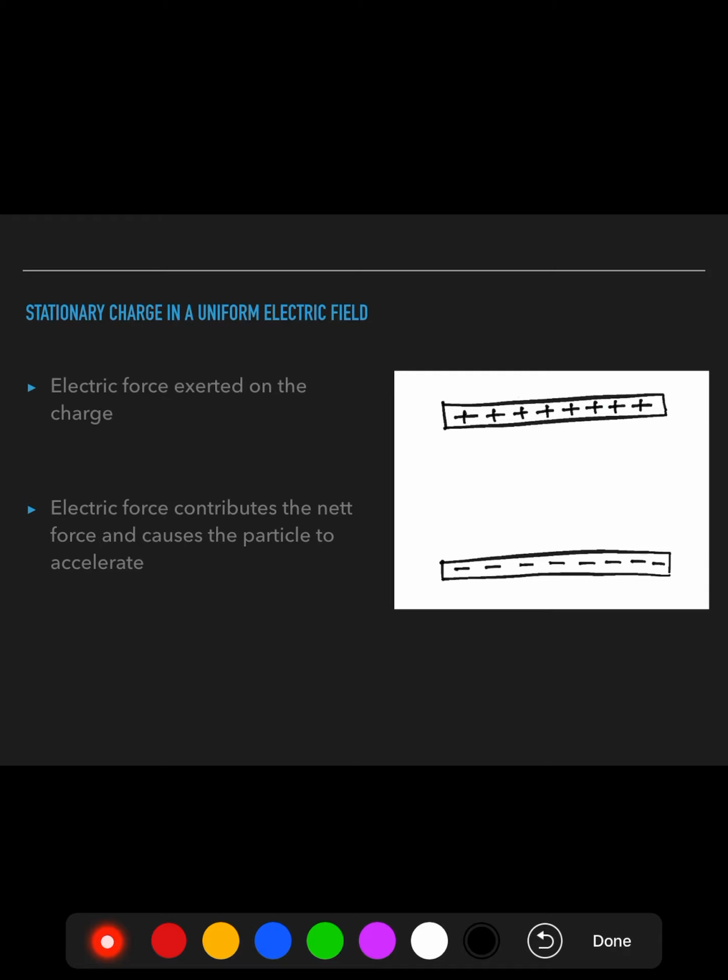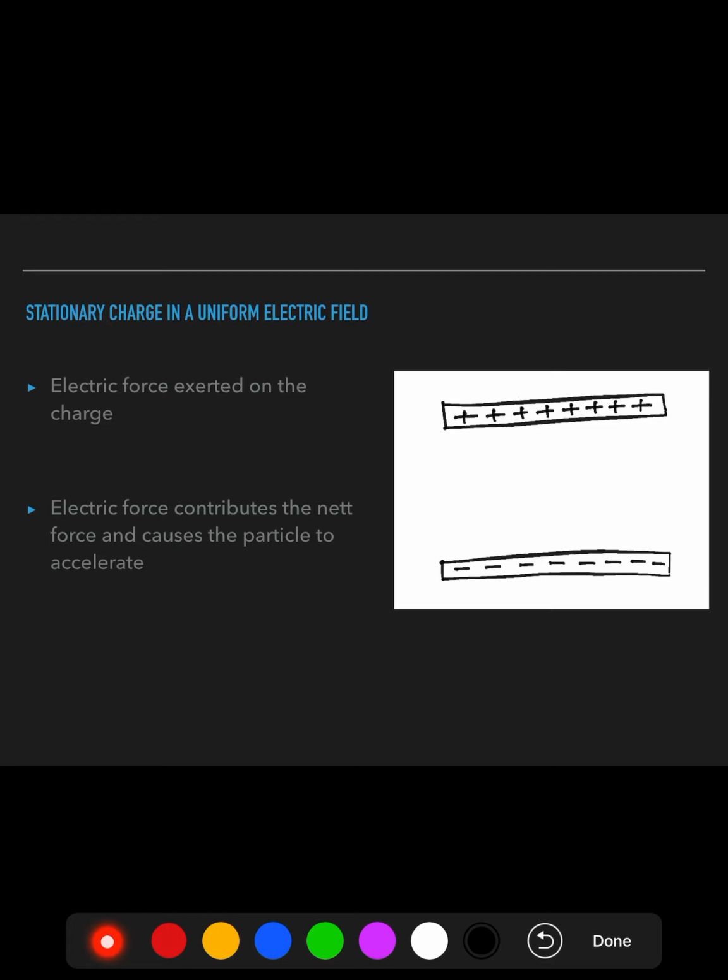Before this, I talked to you that we have 4 cases for moving charge in a uniform electric field. The first case is about stationary charge, charge yang tidak bergerak dalam uniform electric field. We have a parallel plate as in the animation. The direction of the electric field is moving from the positive plate towards the negative plate, and then we have a negative charge such as an electron.